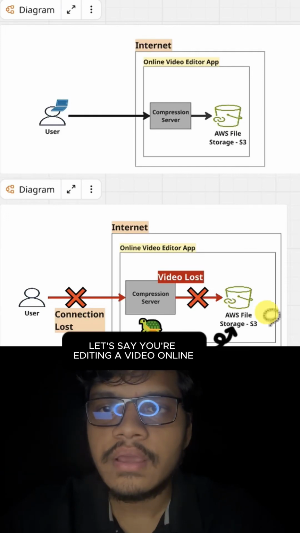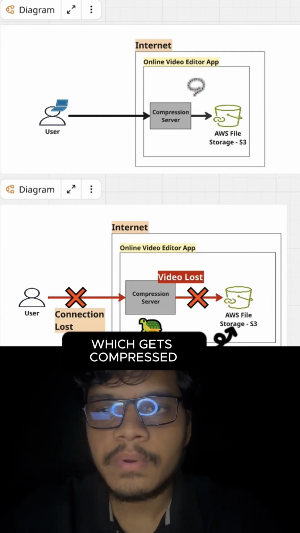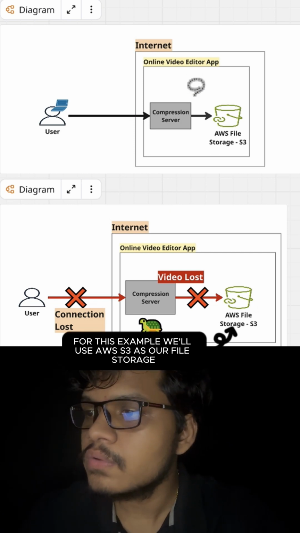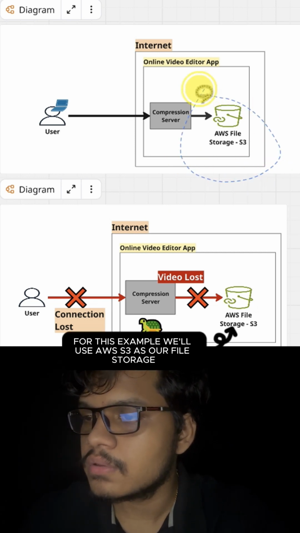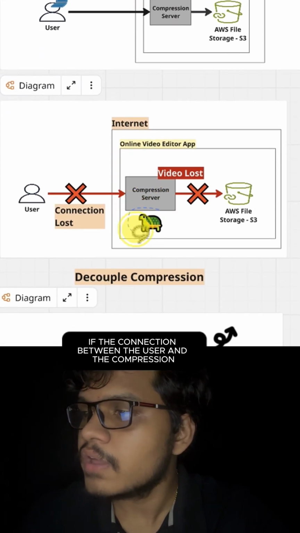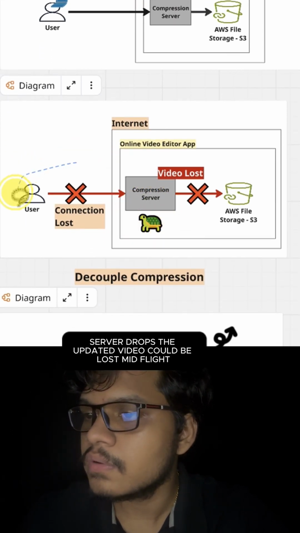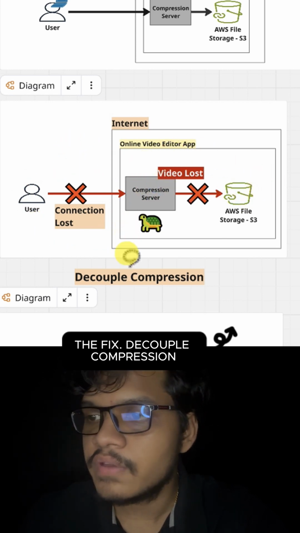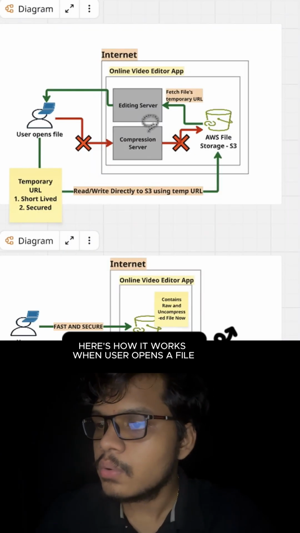Let's say you're editing a video online, which gets compressed before getting stored in the file storage. For this example, we'll use AWS S3 as our file storage. The problem is, compression always takes time. So if the connection between the user and the compression server drops, the updated video could be lost mid-flight. The fix? Decouple compression. Here's how it works.